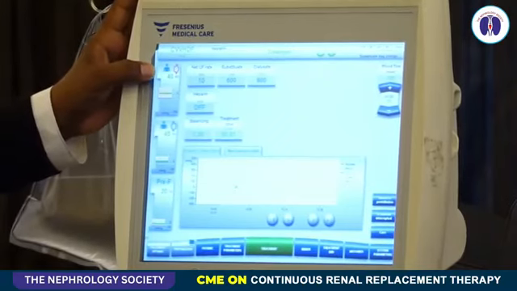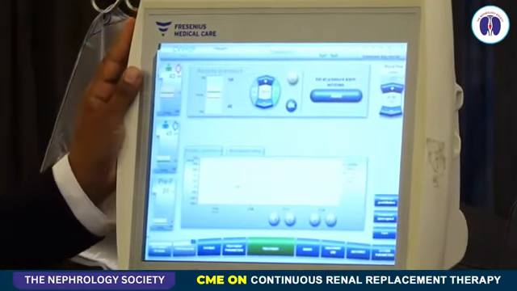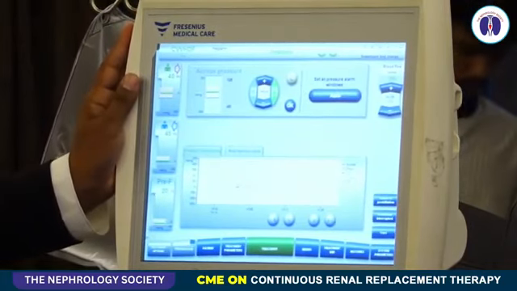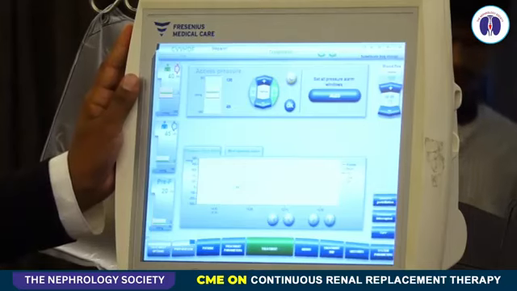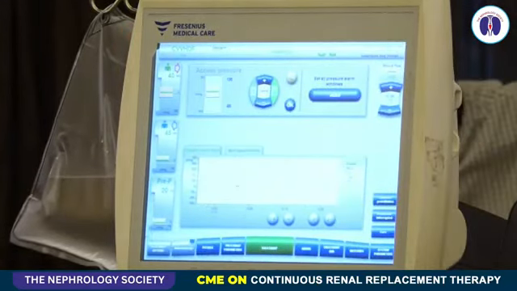And it should not go beyond negative 250 mmHg. So this is arterial pressure, and one of the most common alarms which used to come in CRRT is low access pressure or low arterial pressure. So let me demonstrate.